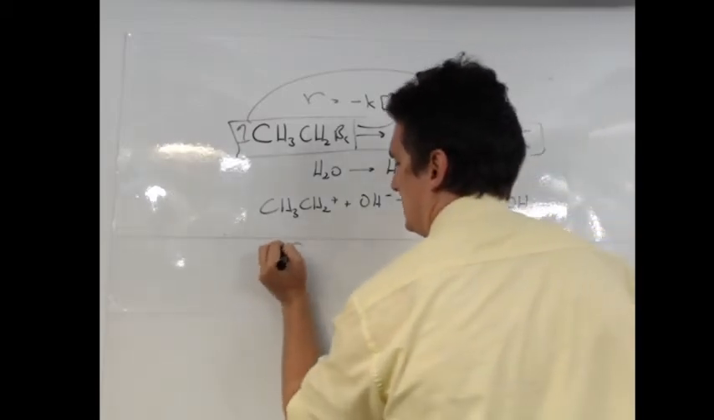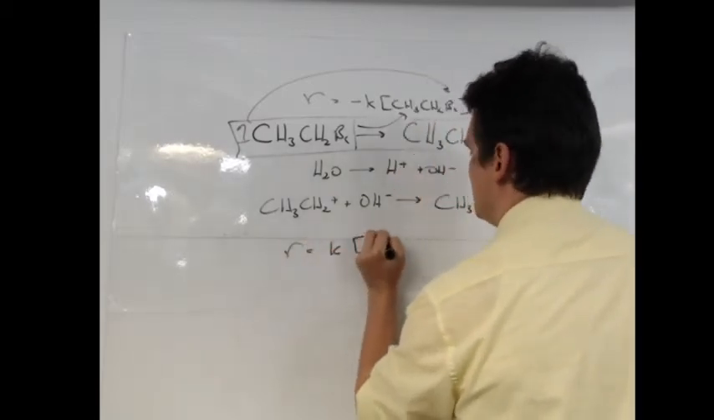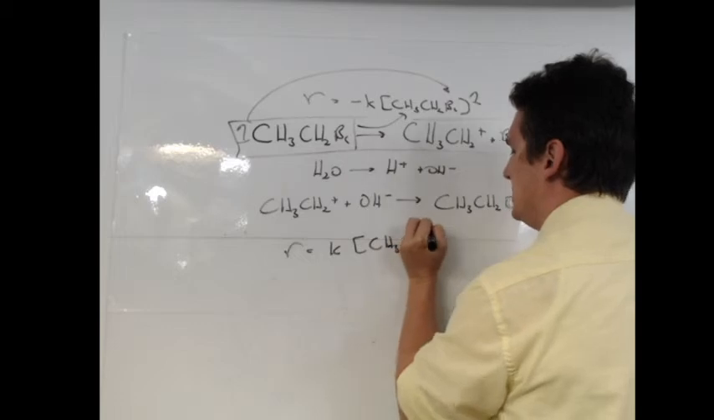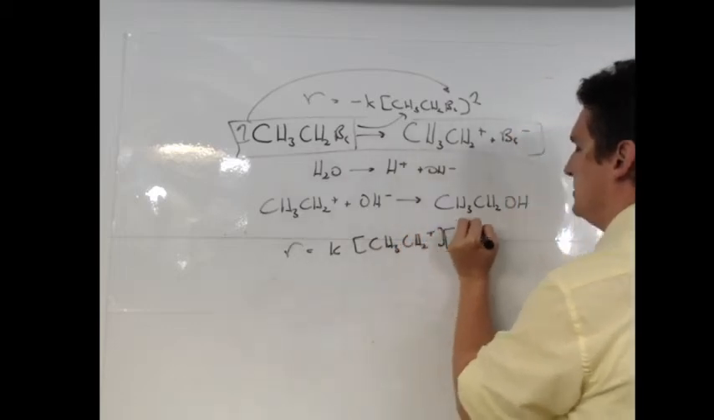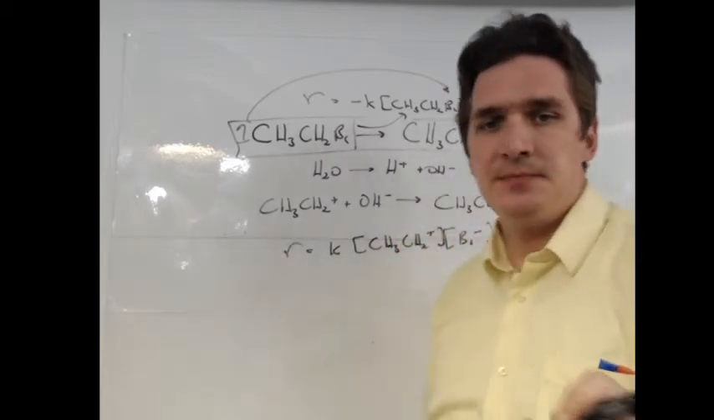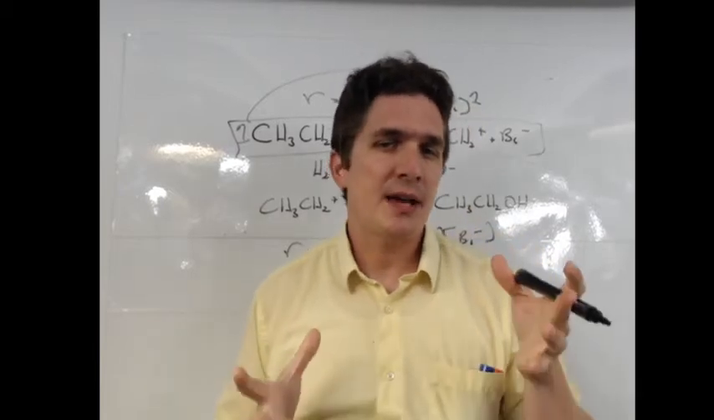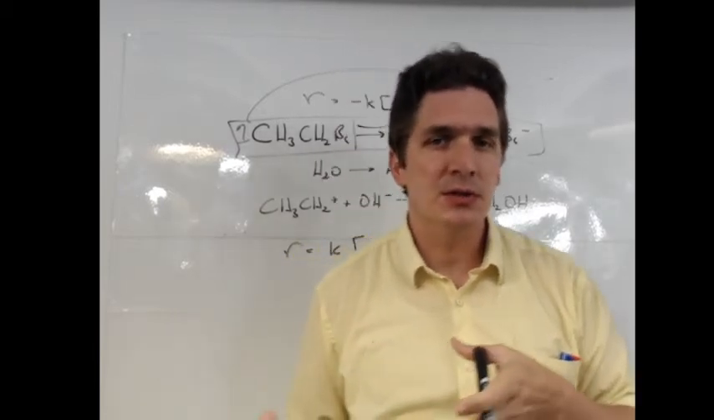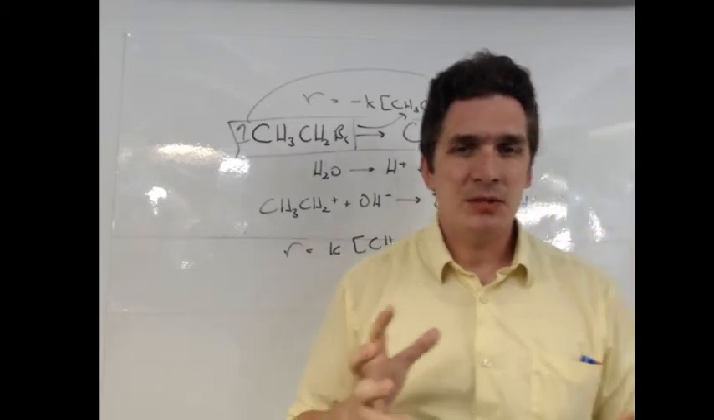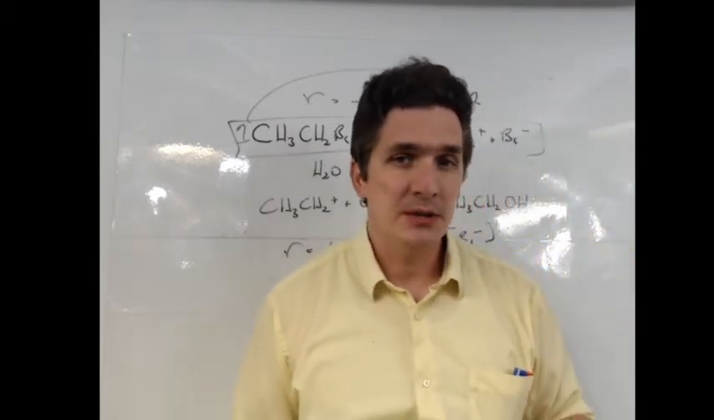Now, a common mistake I saw on the discussion board was saying that the rate is K times the concentration of CH3CH2+ times the concentration of Br-. And the question is, how do you come to that conclusion? So let's talk about it in terms of a disproof, why that is not a reasonable answer.